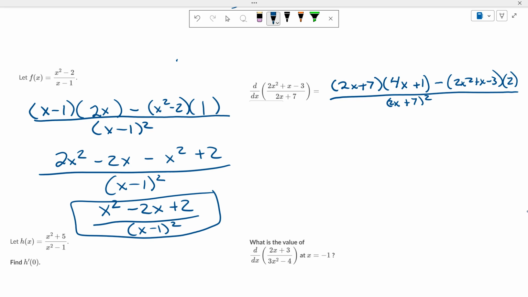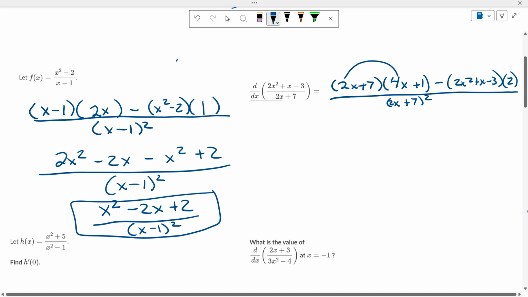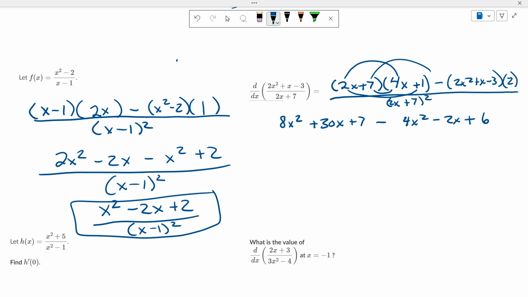So, numerator looks like we have to FOIL. So it's 8x squared. Outers and inners is 2x plus 28x, which is 30x. Last times last is plus 7. Minus 4x squared minus 2x plus 6. Because I distributed my negative sign and I multiplied by 2 everywhere.